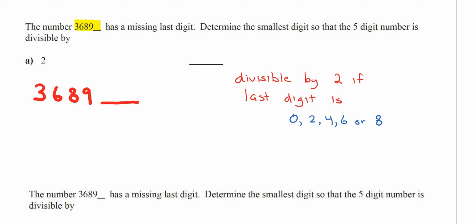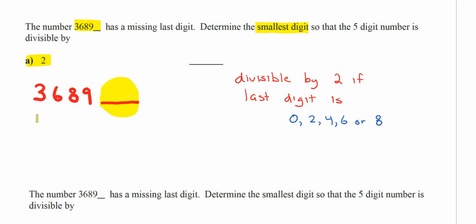It's 36,890 something, and it has a missing last digit. So I don't know what this last digit is, and we need to find the smallest digit so that the number is divisible by 2.